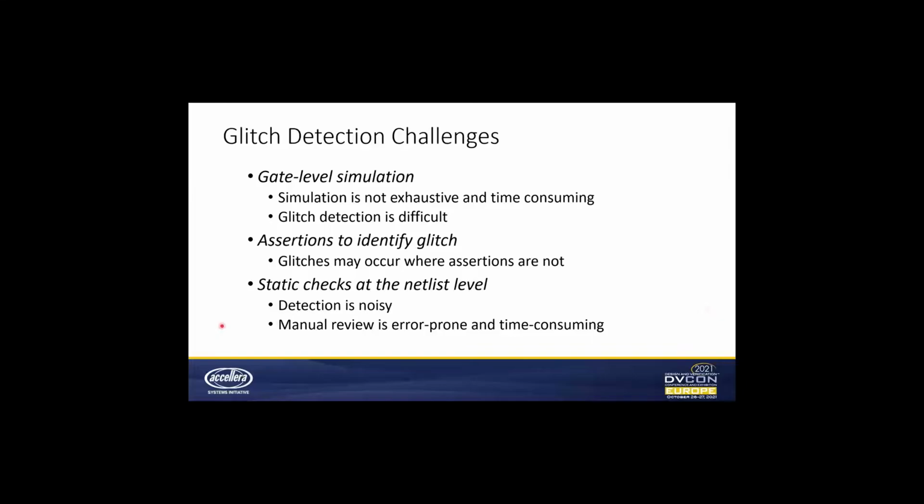So all these three are noisy. Sometimes they may consume time. For example, for gate level simulation, it's difficult to write the assertions. The static checks are not valuable because we need to spend a huge amount of time, and as the development cycle is near, we are crunched for time. We cannot spend a lot of time during the gate level glitch analysis.